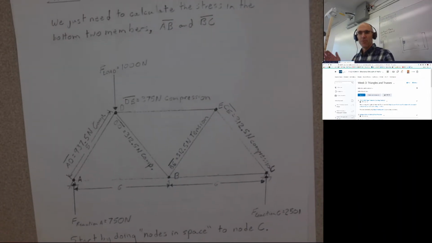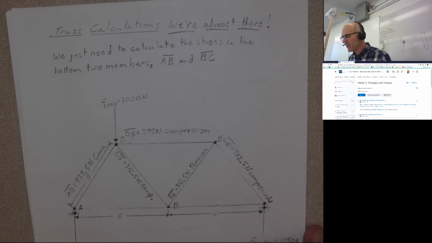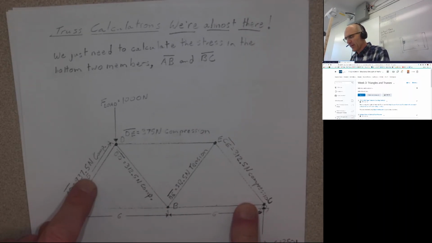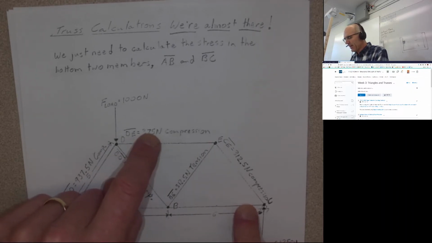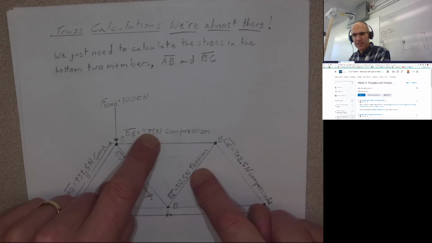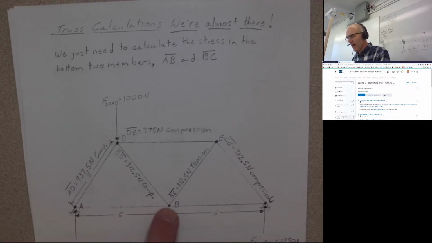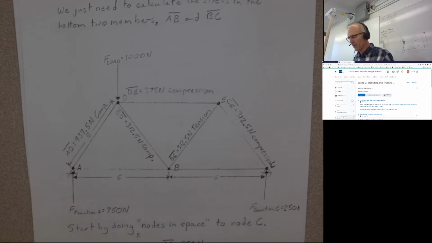Okay, so we're almost there now. Look at how far we've come. We just need to calculate the stress in the bottom two members. We've got these two members down here. We've calculated here. That was where we started. And then we did this one. Then we did that one. Then we did this one. And then we did that one. And now we're just left with what's happening at the bottom. And to do that, we come over to node B and take a look at what's happening right in there.